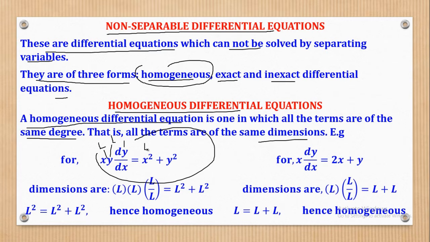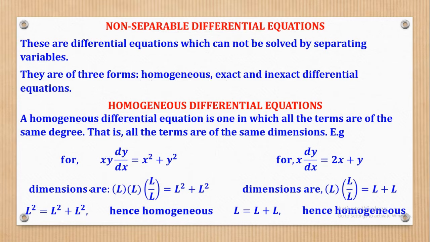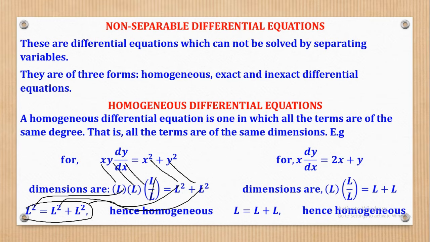Then here it becomes L squared, here it becomes L squared, just as you can see it here. So this is for x, this is for y, this is for dy/dx, this is for x squared, this is for y squared. Now if you look at this, one cancels, and you remain with L squared, which is this, and this is L squared, this is L squared. Now when all are the same, it implies that it is homogeneous. If they are not, then it is no longer homogeneous. It is either exact or inexact.